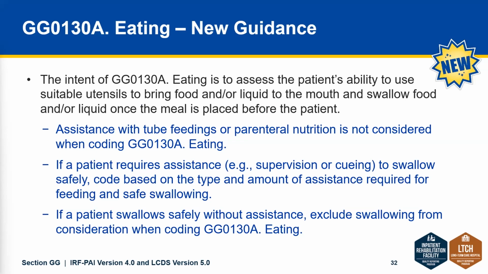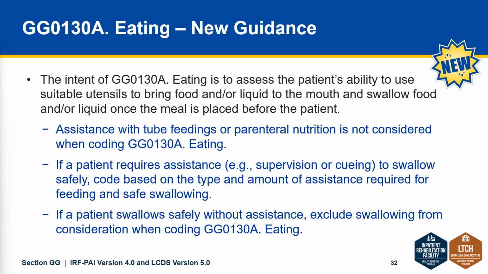GG 0130A assesses the patient's ability to use suitable utensils to bring food and/or liquid to the mouth and swallow food and/or liquid once the meal is placed before a patient. However, assistance with tube feedings or parenteral nutrition is not considered when determining final code selection for this item.